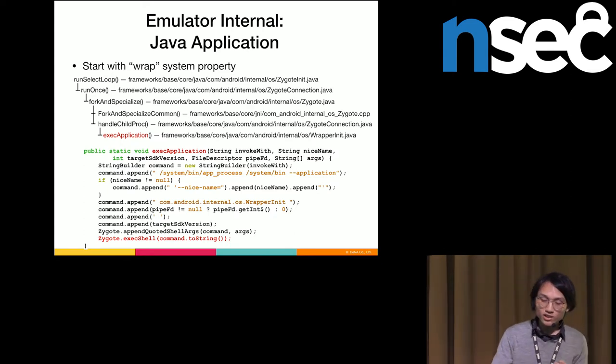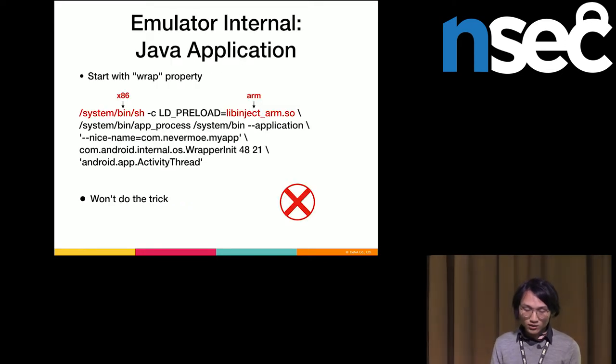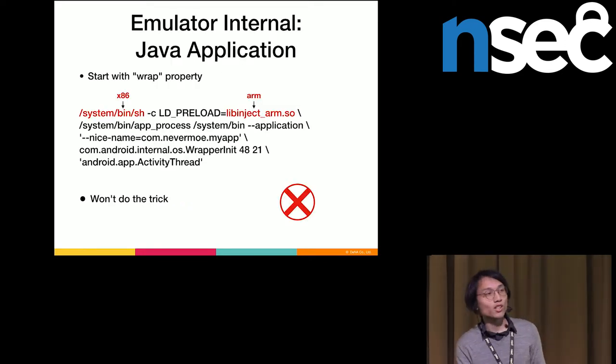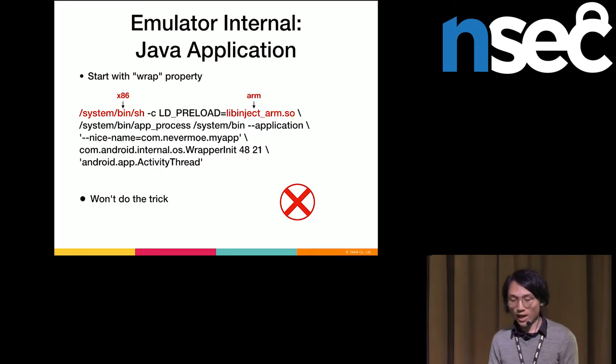This is the detail of the call stack. You will see after zygote forked itself, a function called execApplication will be called. In this function, it concatenates some command line strings and executes them with sh. You can see that the app_process binary is executed by sh with the --application parameters here. So it looks fine that if you start your app with the wrap property, you can take advantage of LD_PRELOAD.